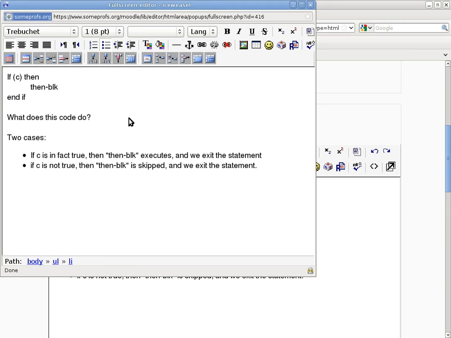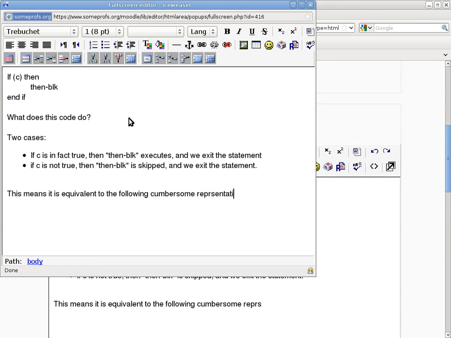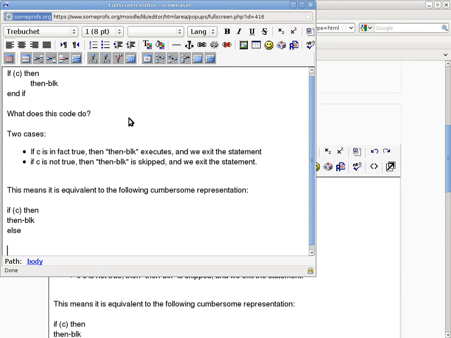In other words, this means it is equivalent to the following cumbersome representation. Because I can say if C, then block, else, an empty statement, end if.